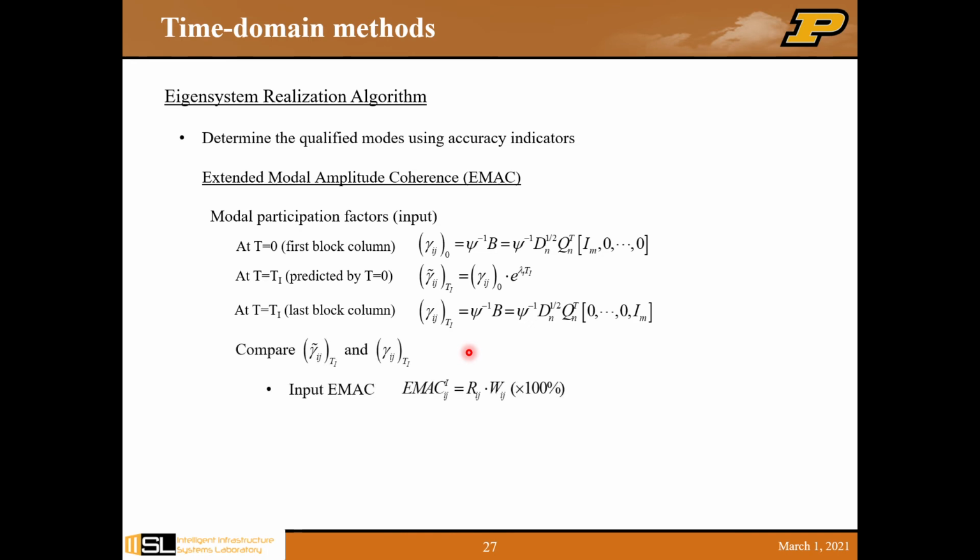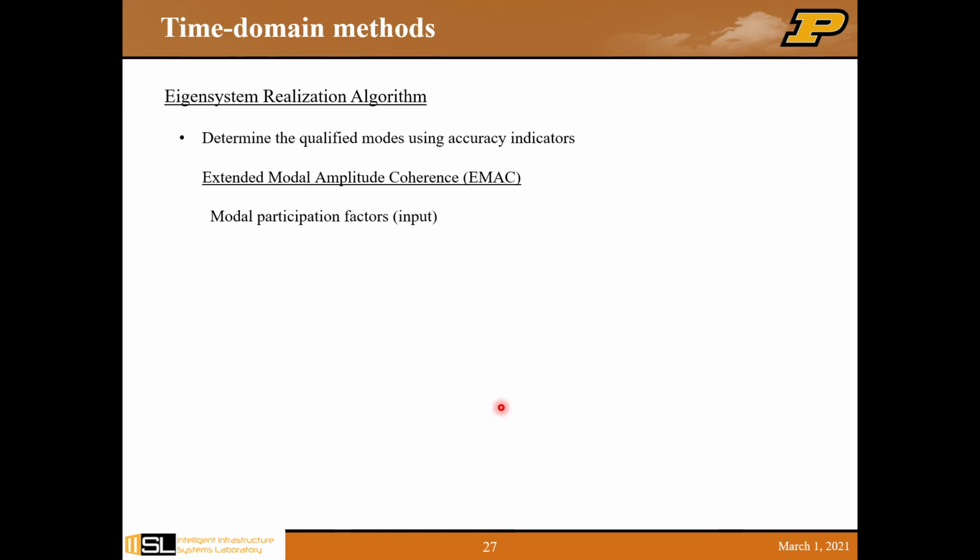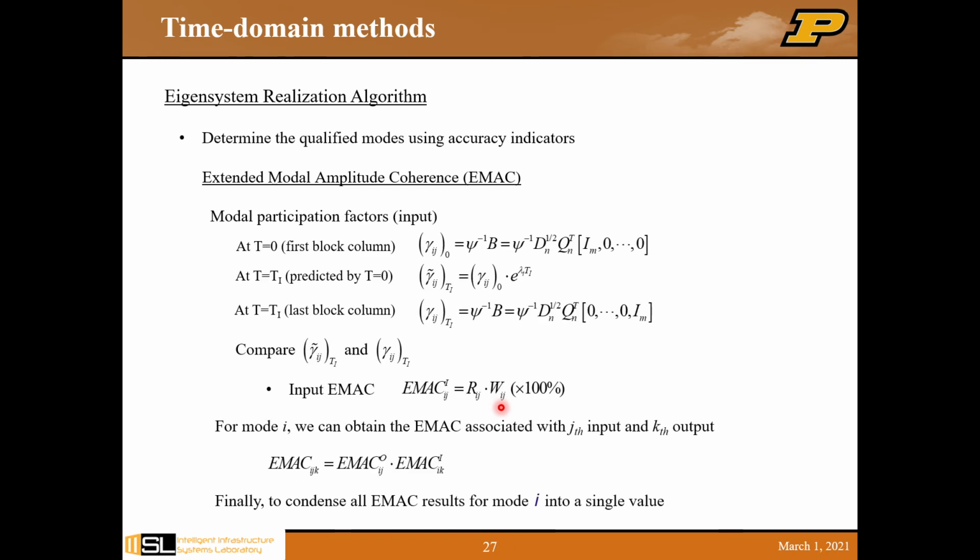Similarly, we can obtain the input EMAC, which is the multiplication of Rij times Wij. Rij corresponds to the magnitude comparison, the magnitude ratio, and Wij corresponds to the phase difference. For the specific mode i, we can obtain the EMAC corresponding to the jth input and kth output. We can just multiply the input and output EMAC together. And eventually, we need to condense all the EMAC results from the matrix to a single value.